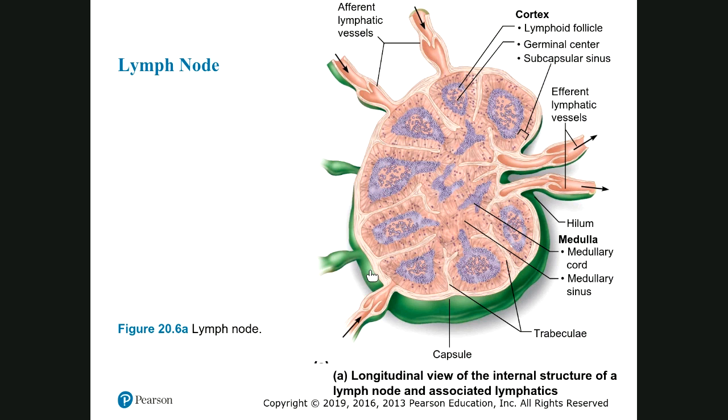Our lymph node takes on a bean-shaped structure. It is surrounded by a fibrous capsule. It has strands called trabeculae that bend inward to divide the node into compartments. It has a cortex region and a medulla region.